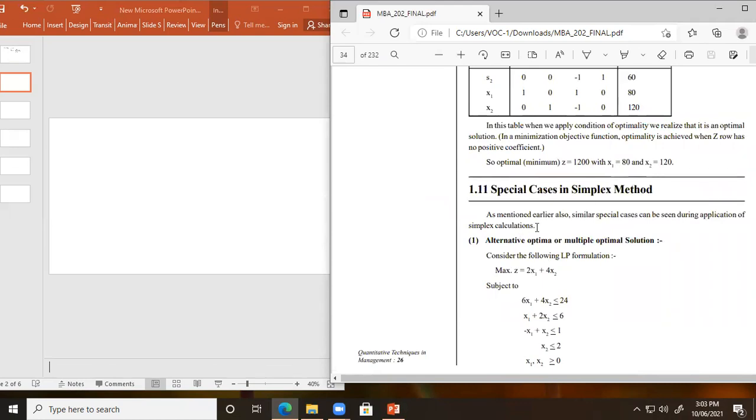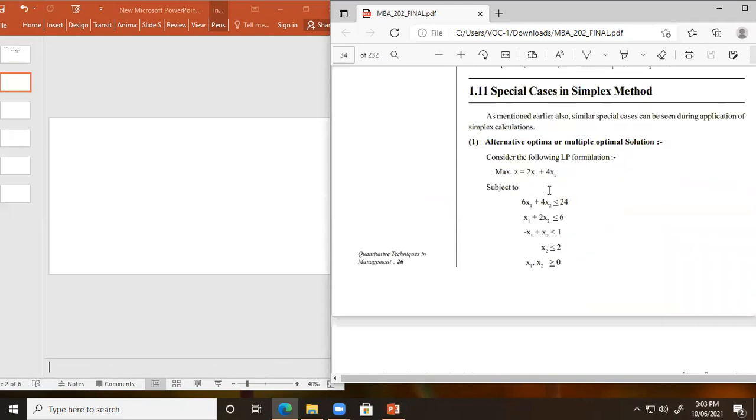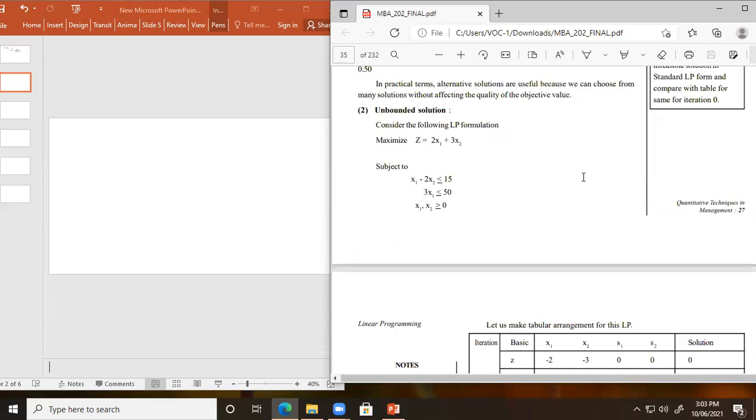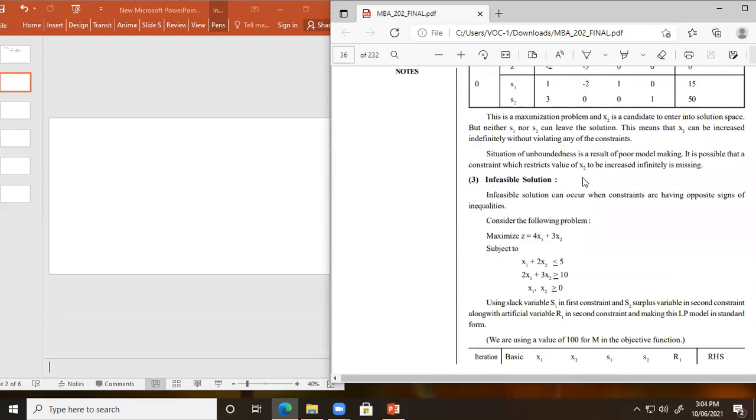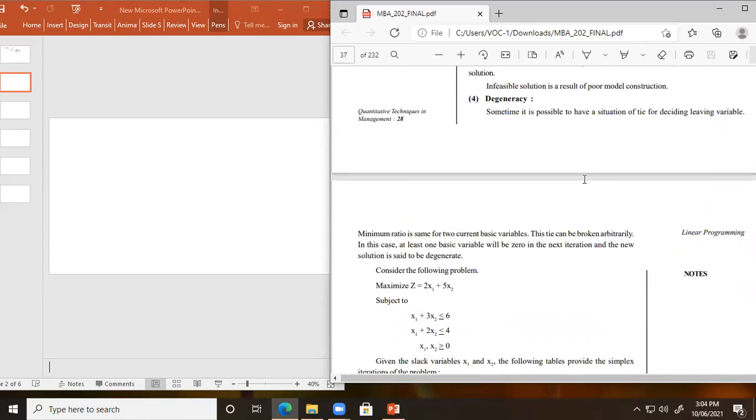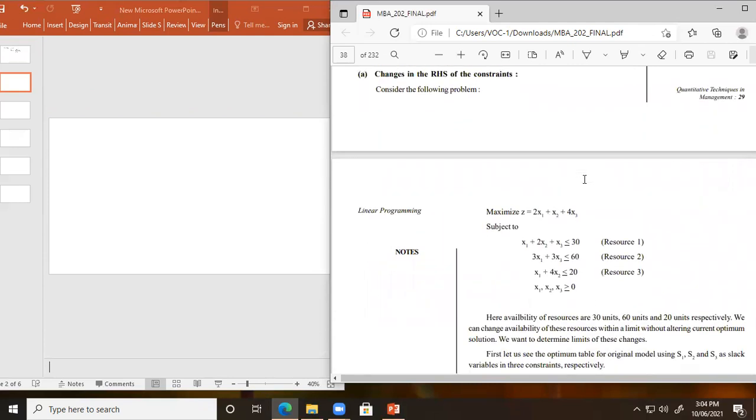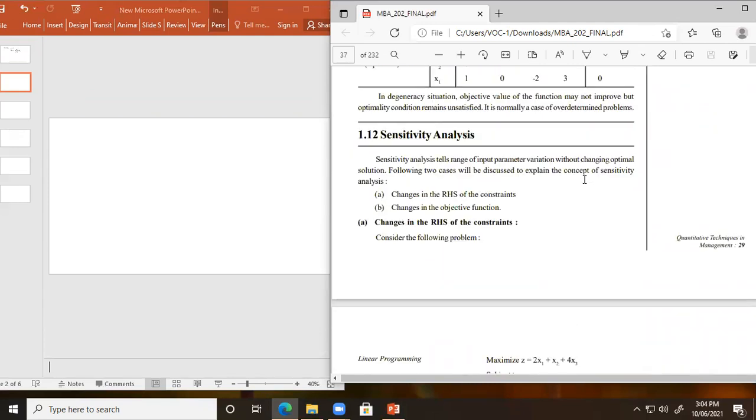Here the special cases of the simplex method are given, like alternative optimum or multiple optimal solutions, unbounded solution, infeasible solution, degeneracy, and sensitivity analysis. We will study these in the next chapter. So today we will stop here, and we will see some explanation regarding linear programming. Thank you everyone.